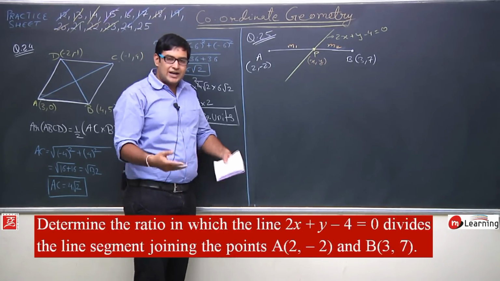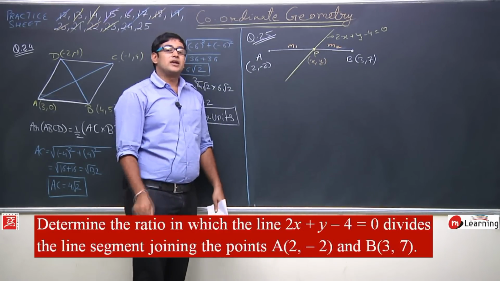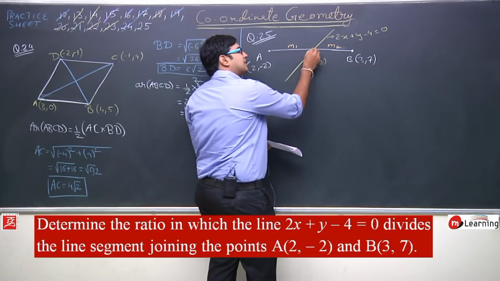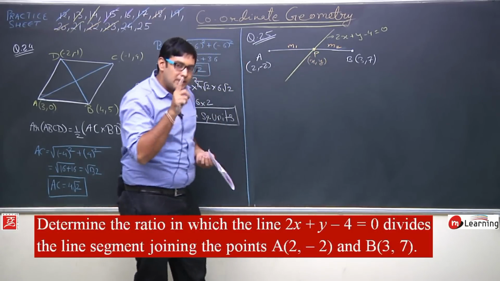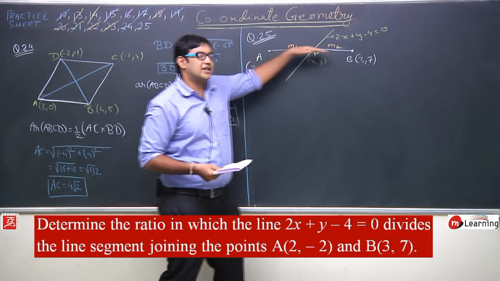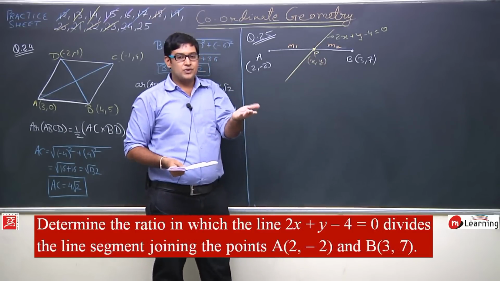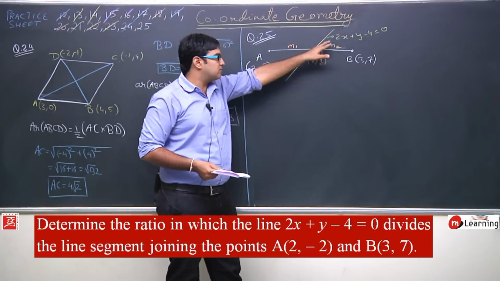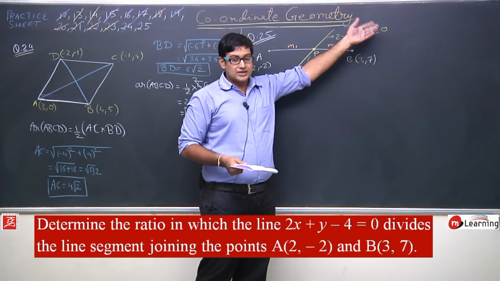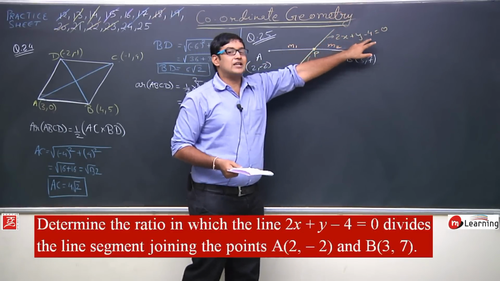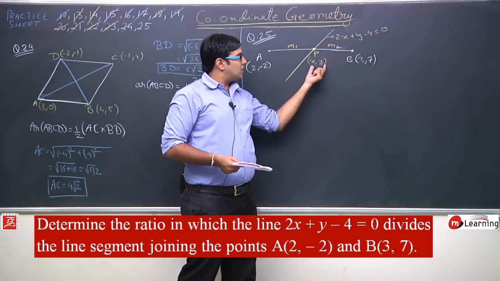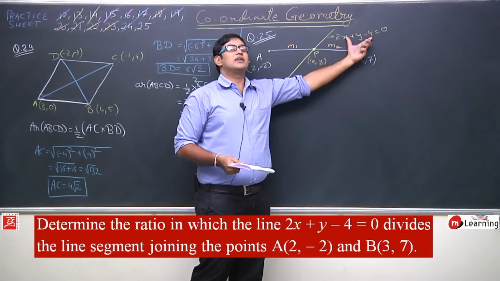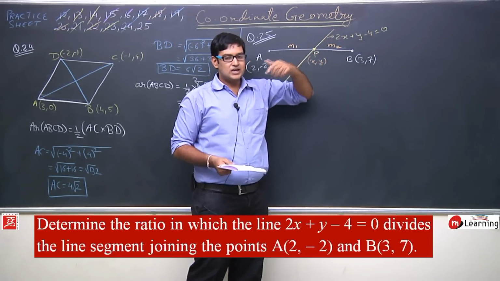But why should I write it in terms of x and y? It's because, observe it very carefully, the point of intersection P lies on this AB line segment, you know this. But point P also lies on this line, 2x plus y minus 4 equals to 0. Since point P lies on this line, it means the value of this x comma y will satisfy this equation also. What did I say?